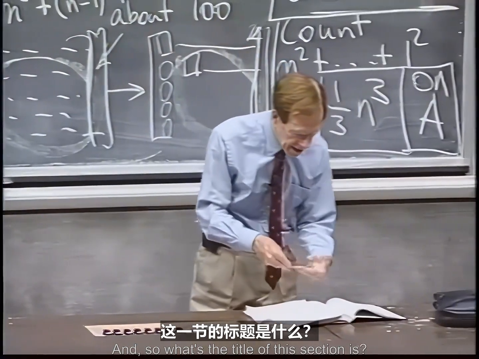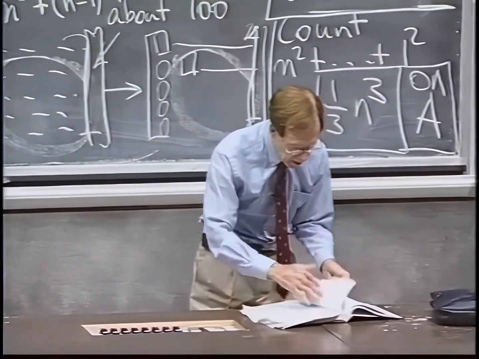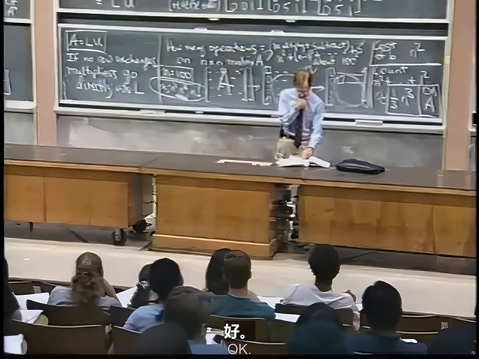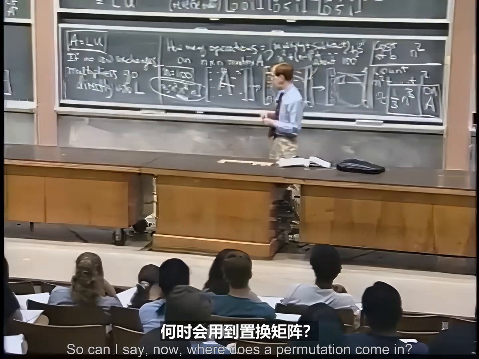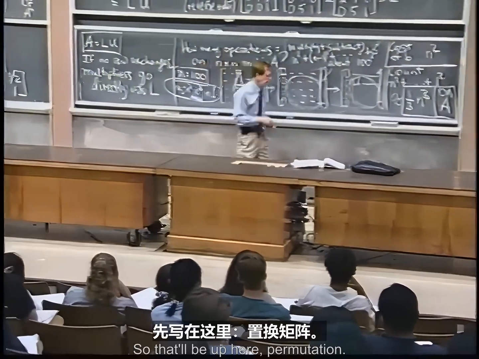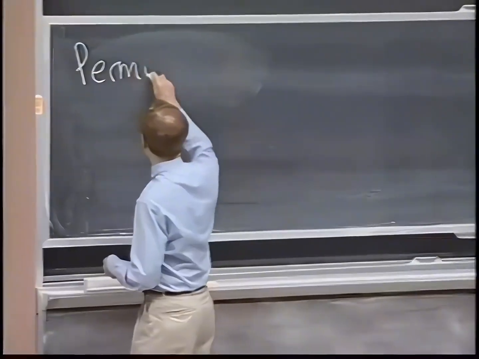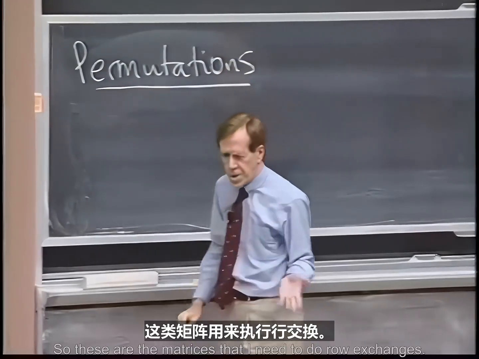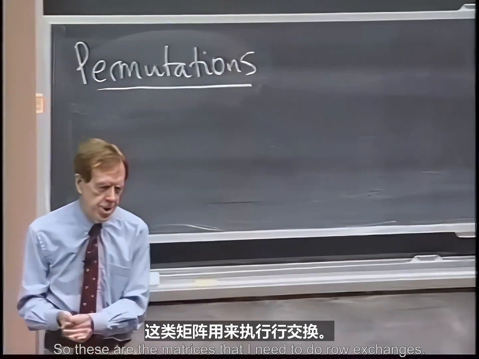So what's the title of this section? Transposes and permutations. Okay. So can I say now, where does a permutation come in? Let me talk a little about permutation. So that'll be up here, permutation. So these are the matrices that I need to do row exchanges.